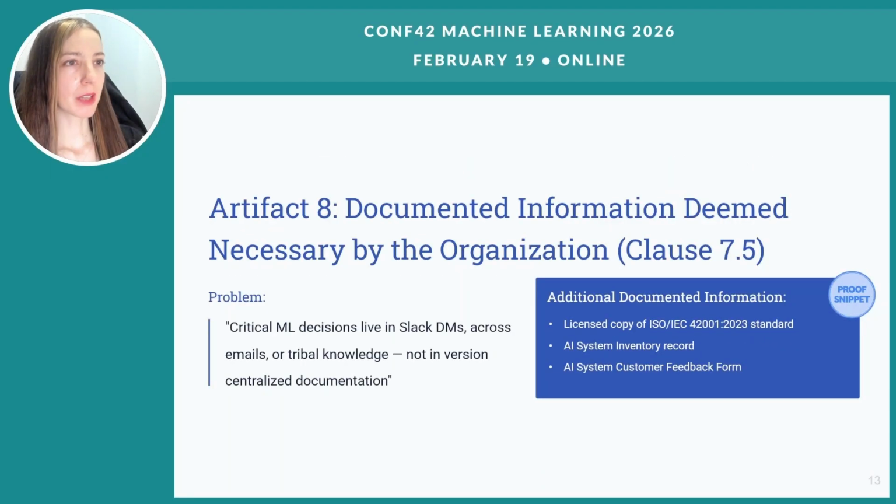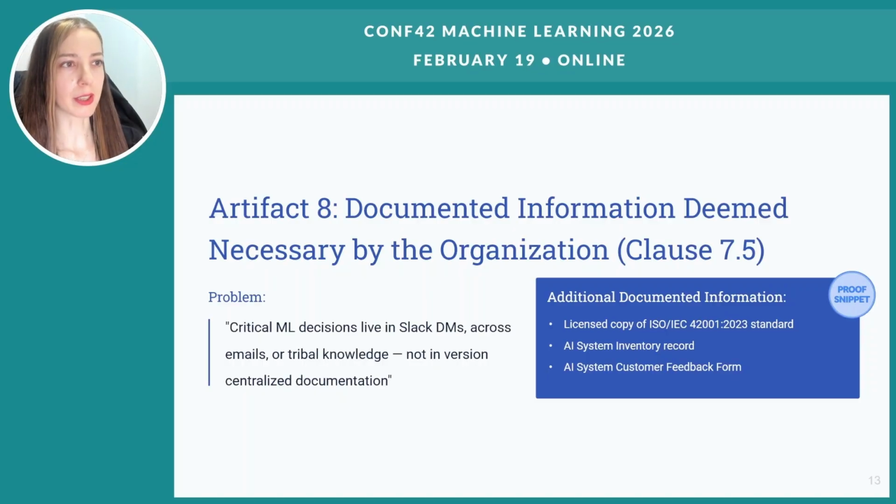7.5, artifact on all documented information for the specific organization. This artifact can answer: what documentation do we actually need to operate our AI systems safely beyond what the standard explicitly lists? Clause 7.5 gives organizations flexibility. It recognizes that real MLOps environments generate critical knowledge that doesn't always fit into predefined standards.